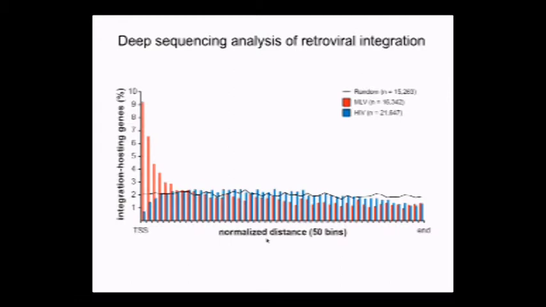The first is that MLV, these are frequency peaks of integrations in a normalized gene. So here is the start site of the gene, here is the end of the gene. The length of the gene has been normalized in 50 different bins. So as you see, obviously, there is an enrichment of integrations of the Moloney vector close to the transcription start sites, whereas the HIV is actually decreased in this region and goes more along the transcribed portion of the gene.